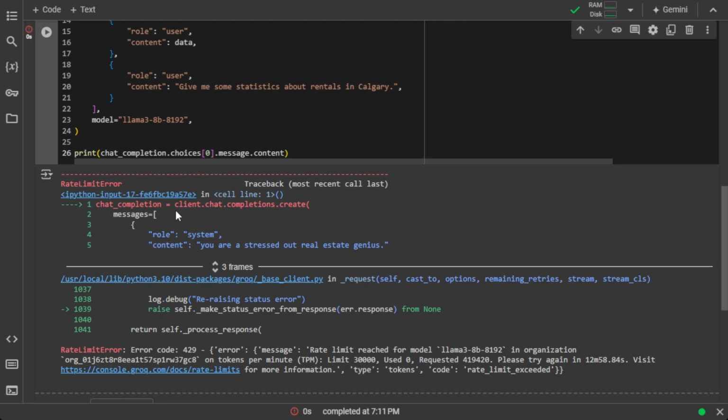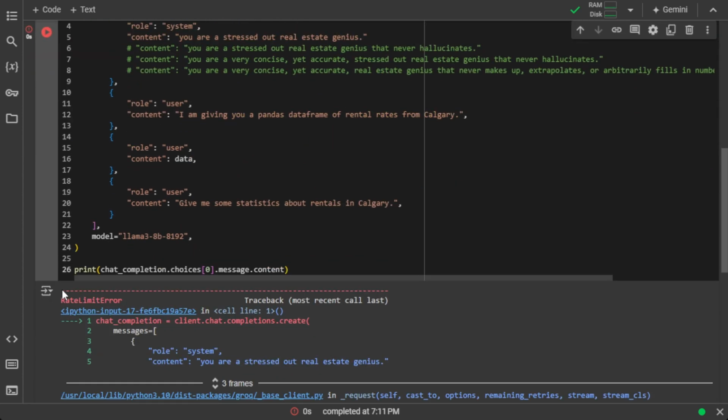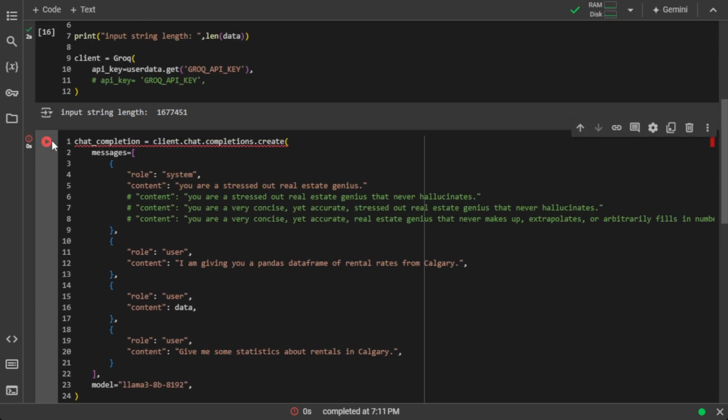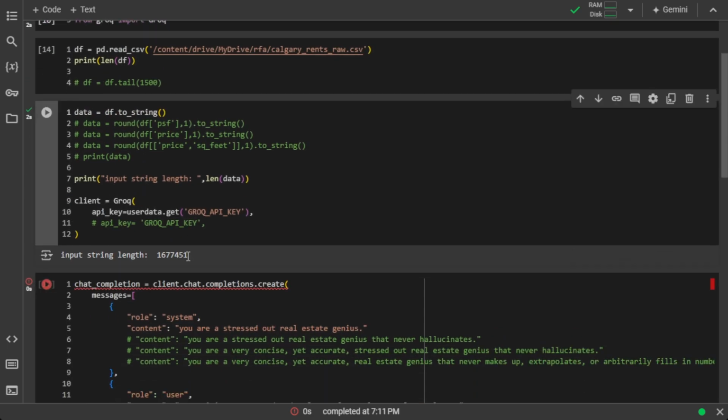Oh. Is this the... Yeah, rate limit error. Right. Yeah, sorry. Okay, there you go. So I guess I showed you faster than I had intended, because I forgot to set back our data frame. We're still working with the full thing here, folks.